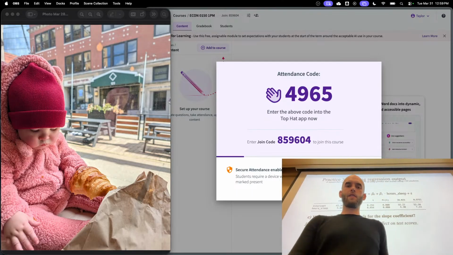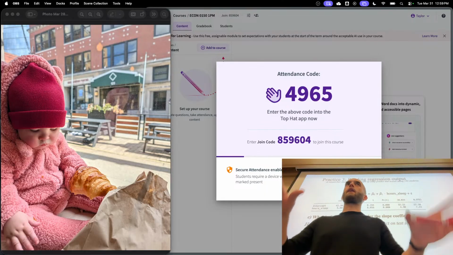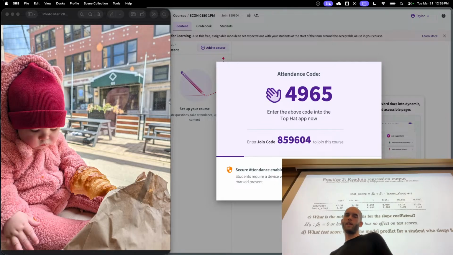Any questions here? This is our default null. Whenever we run software, this is what it's checking. And then what about this one? What test score would the model predict for a student who sleeps 8 hours? Take about a minute here.